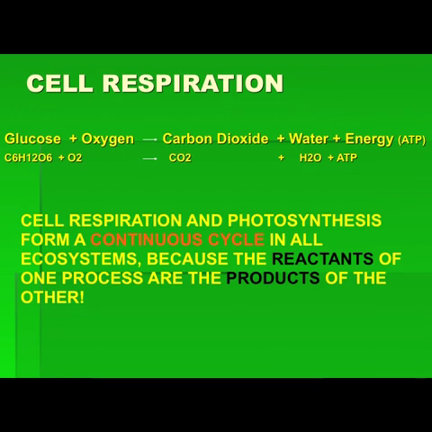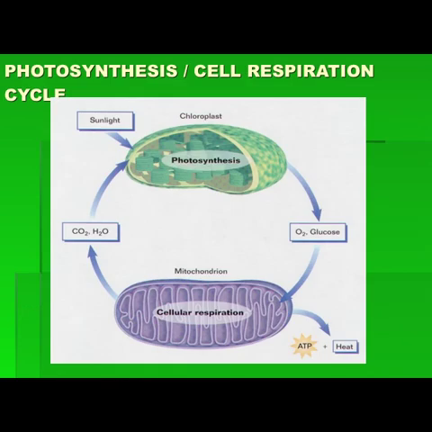Cell respiration and photosynthesis form a continuous cycle in all ecosystems because the reactants of one process are the products of the other. Here's a little graphic example. Sunlight comes in, chloroplast, photosynthesis occurs, out goes oxygen and glucose. In the mitochondria of every living eukaryotic organism, cellular respiration takes place, glucose and oxygen in, and ultimately ATP, which will end up as heat after it does the chemical reactions of life.